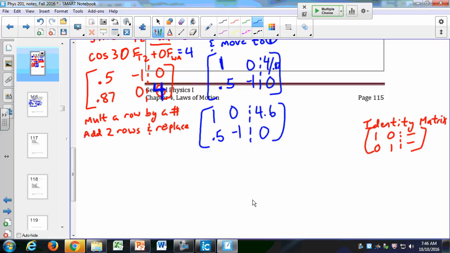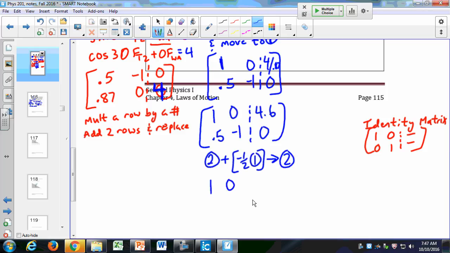Okay, now I want to get this row into more the form of this 0, 1. And so what I'm going to do is I'll multiply this row by negative 0.5 and then add it to this row. So I get negative 0.5 times 1 added to 0.5 will be 0. So I'm going to take row 2 and add it to negative 1/2 times row 1. And then I'm going to replace that with row 2.